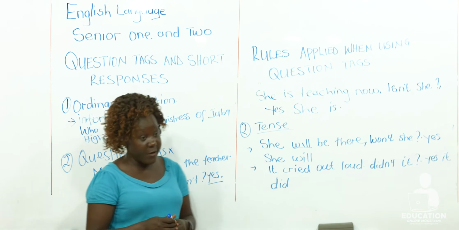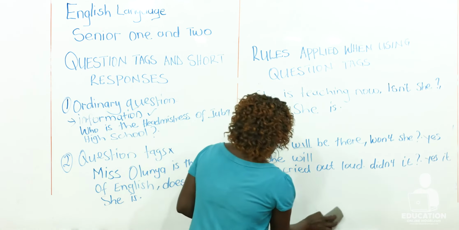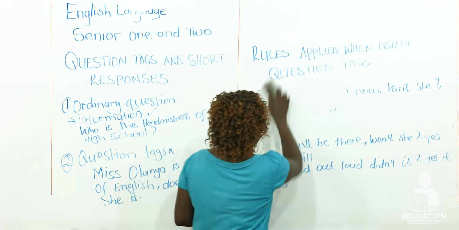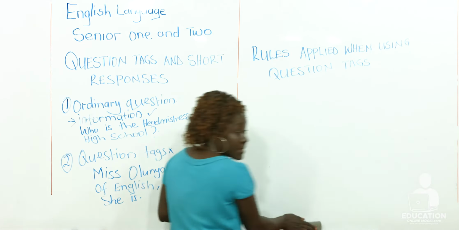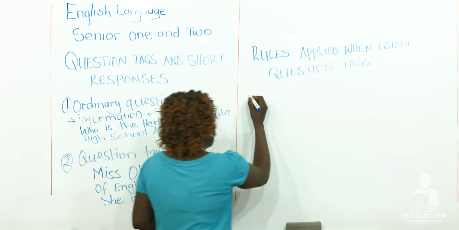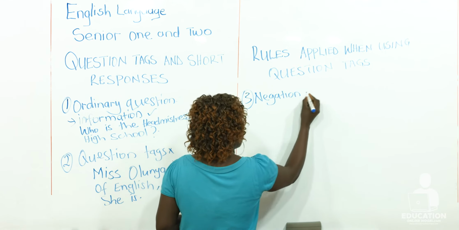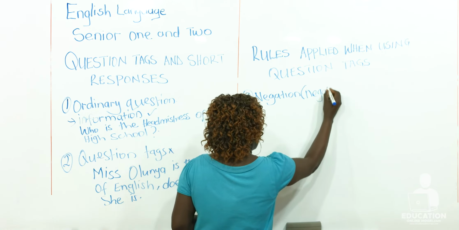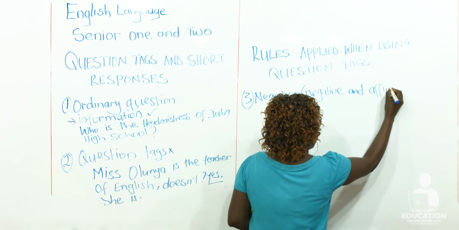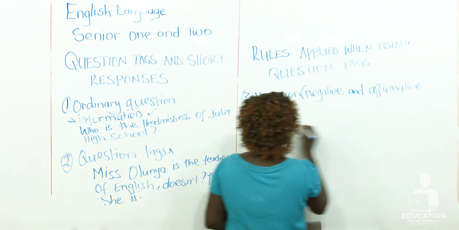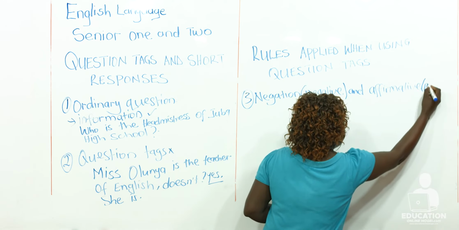Then let us look at the third rule, which will also help us in the development of the question tags. Our rule 3 is the use of negative and positive. Here we are saying negation and affirmative. Number 3, negation. Negation just means negative. Negative and affirmative. Affirmative means positive in this case.